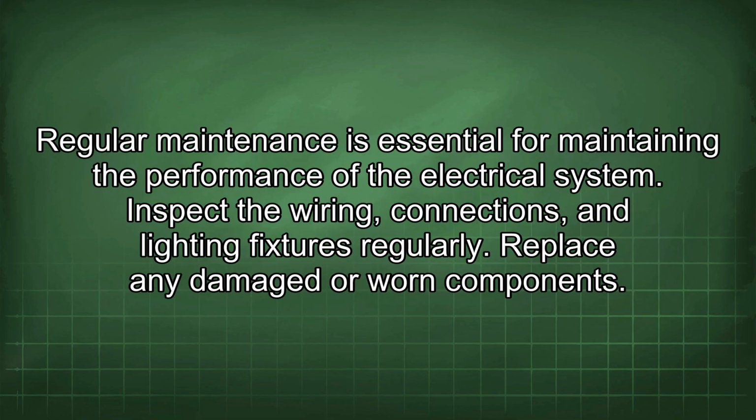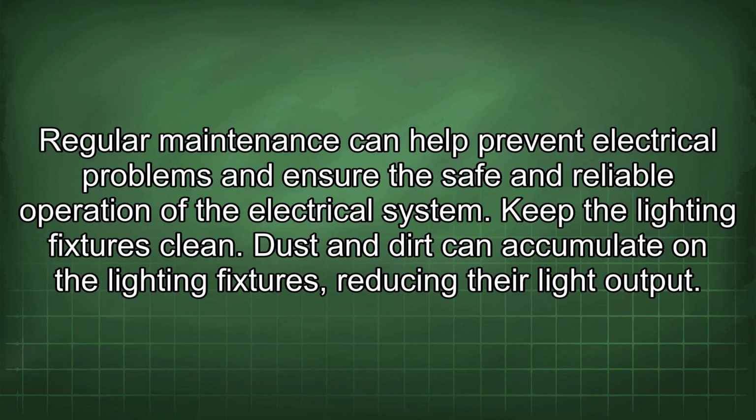Regular maintenance is essential for maintaining the performance of the electrical system. Inspect the wiring, connections, and lighting fixtures regularly. Replace any damaged or worn components. Regular maintenance can help prevent electrical problems and ensure the safe and reliable operation of the electrical system.